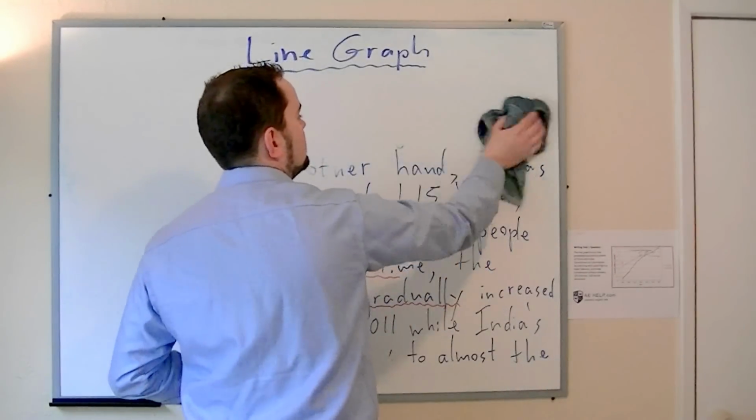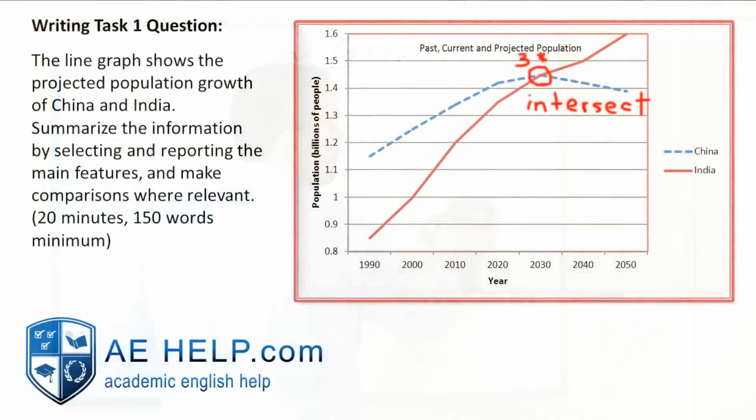Now, when you look at this line graph, you'll notice that in the year around 2030, the two lines cross or intersect. These are always very important points and information in the line graph to discuss when something becomes more than the other, or something becomes less than the other. So we'll get to that in a minute here, and we'll continue from there.